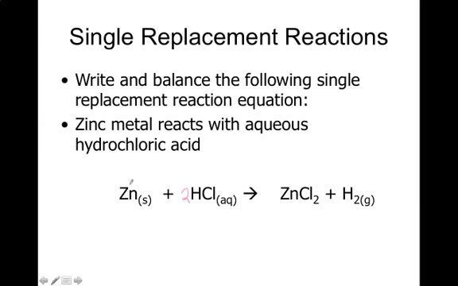Okay, so this is a single replacement reaction where this metal comes in and displaces hydrogen, and hydrogen gas is produced, and zinc chloride is formed. So zinc replaces hydrogen in HCl, and this is called a single replacement reaction.